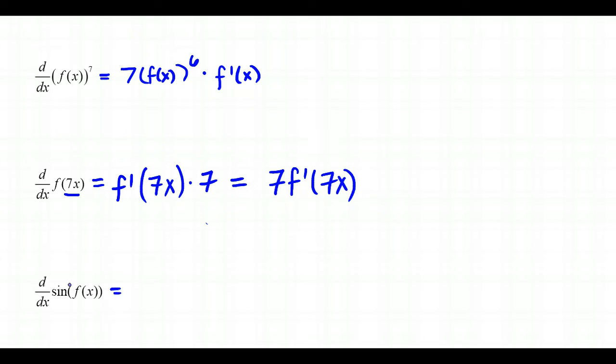And then finally we have the derivative with respect to x of sine of f of x. So the outside function here is sine x, the inside is f of x. So the derivative of the outside is cosine x, but we don't put x, we put the inside function, so cosine f of x, times the derivative of the inside. So the derivative of f of x is f prime of x. So this is the final answer. There's nothing that we can do with this. So the derivative of the outside, leave the inside the same, times the derivative of the inside.